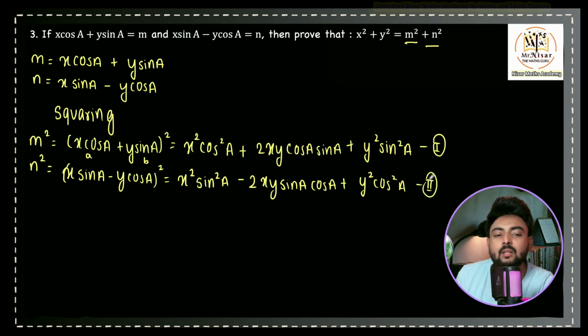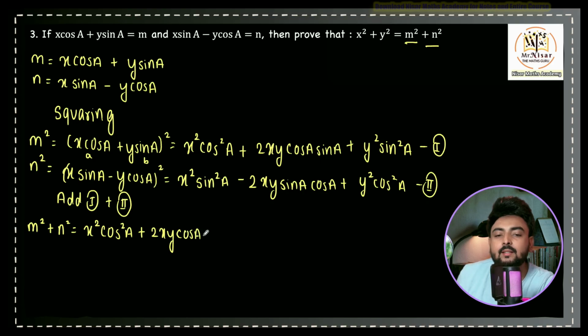In the next step it is said to add m square plus n square. So I'll add equation 1 and 2. As it is said in the question, this answer m square plus n square should come as what? x square plus y square. It means somewhere this addition is going to give x square plus y square. So let's add it. It is x square cos square A plus 2xy cos A sin A.